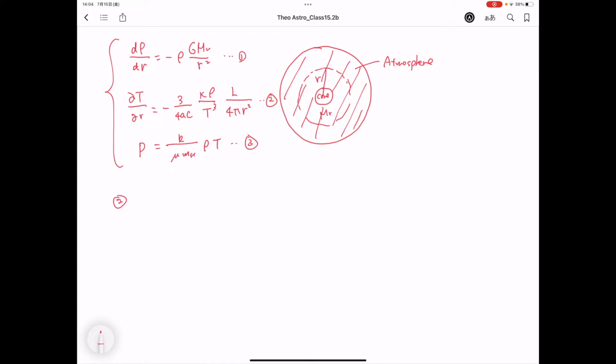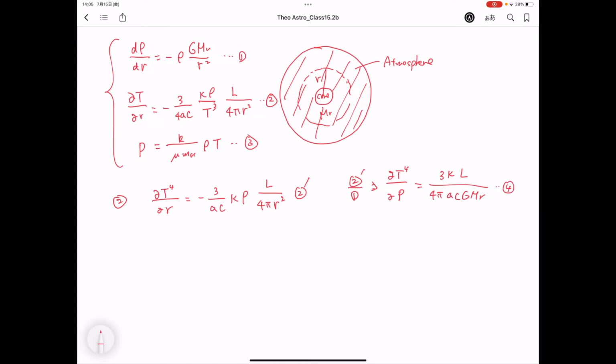From equation 2, we move the T cubed to the left-hand side. Then it becomes ∂T⁴/∂r equals minus 3 over ac, kappa rho L over 4 pi r squared. This is 2 prime. If you divide 2 prime by 1, it becomes ∂T⁴/∂P equals 3 kappa L over 4 pi ac G M_r. This is equation 4. We assume M_r is very close to the mass of the core and very close to the total mass of the protoplanet. M_T is a constant value. Then we can easily integrate equation 4 to get T⁴ equals 3 kappa L over 4 pi ac G M_T times P. This is equation 4 prime.